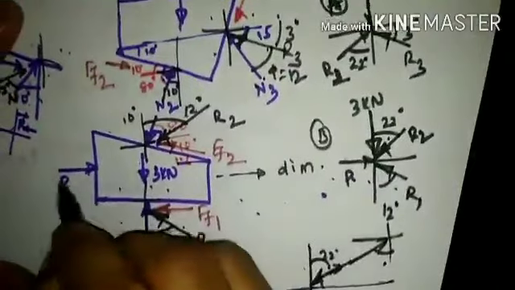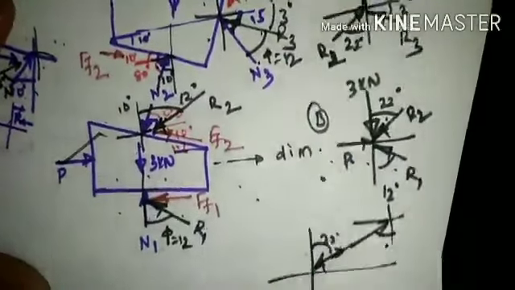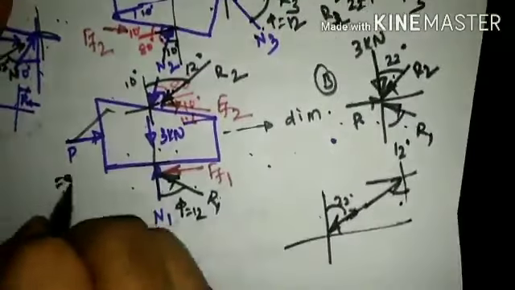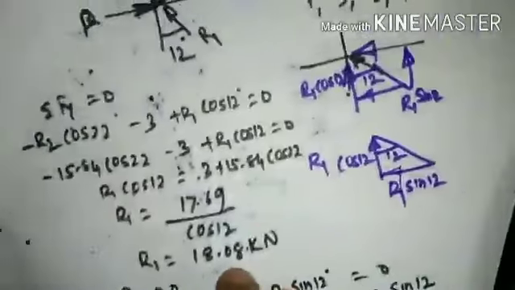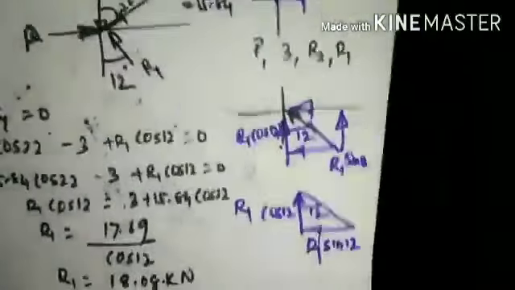If we follow these conditions, we are able to find the value of P, which was 9.69 kilonewton. So this is the value of P that has been calculated. So this is how the wedge friction problems have been solved.